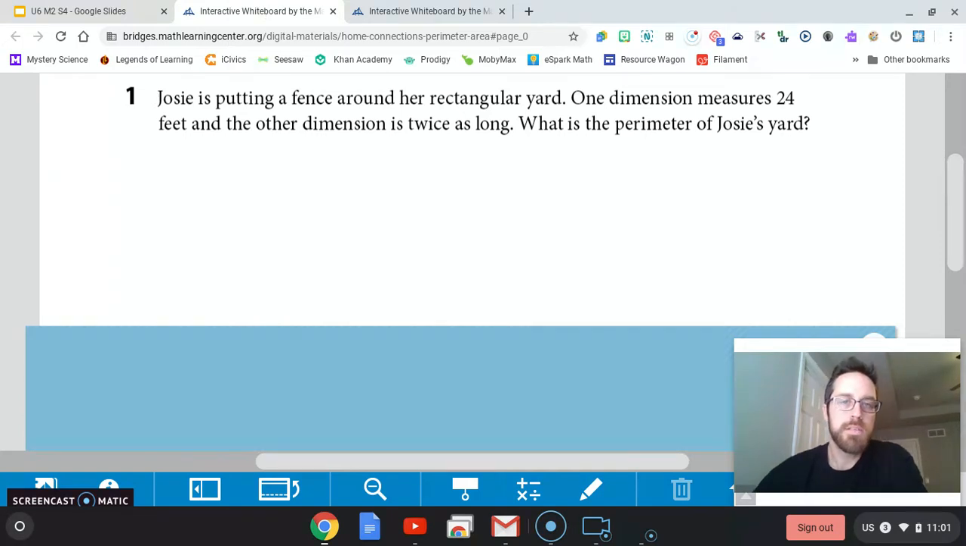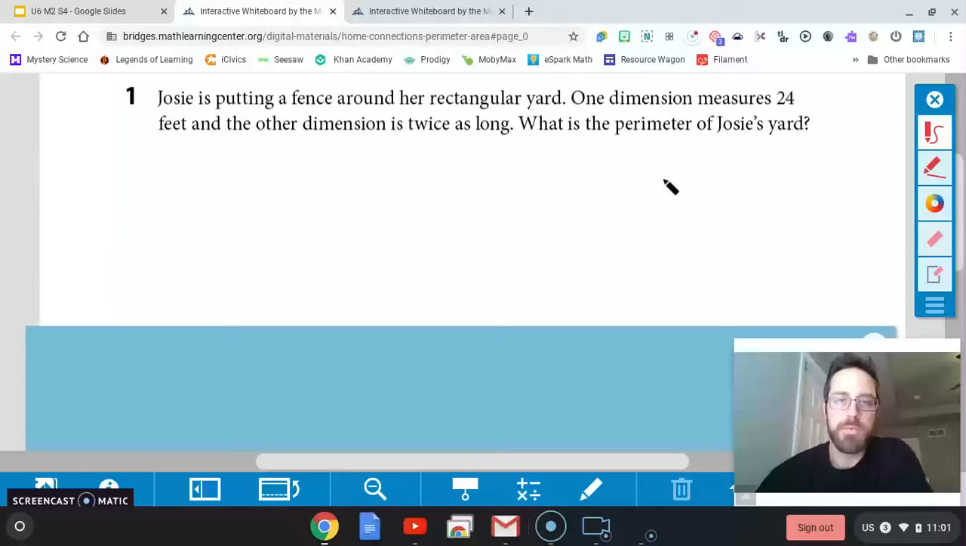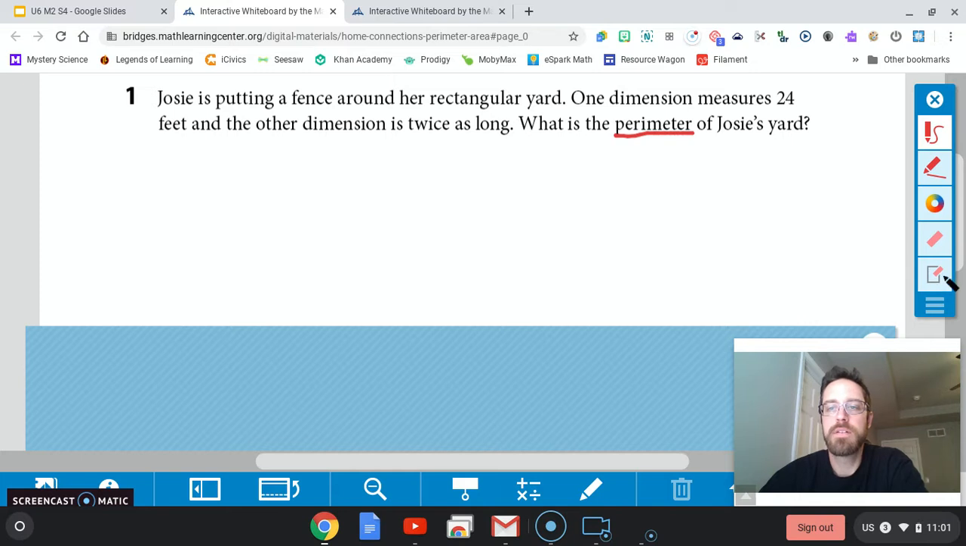It says Josie is putting a fence around her backyard, around her rectangular yard. One dimension measures 24 feet and the other dimension is twice as long. What is the perimeter of Josie's yard? So first thing, what is the problem asking us to solve? Well, it's asking us what is the perimeter of Josie's yard. So let's take what we already know. It's a rectangular yard. So I'm going to start again by drawing my rectangle.